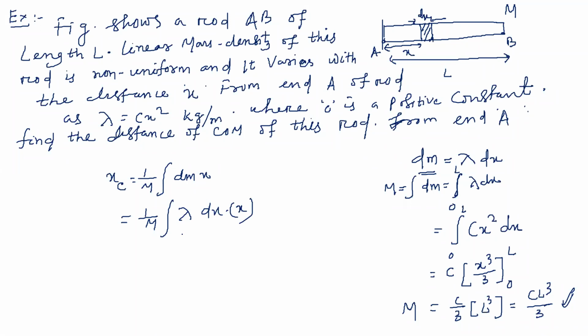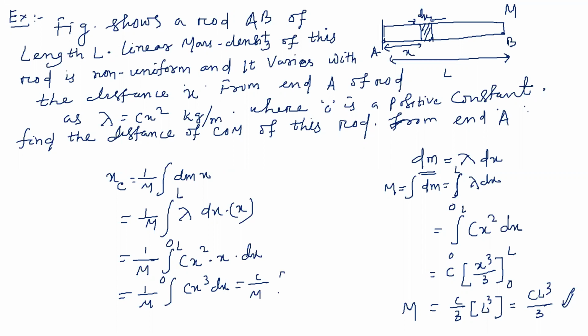Okay. And that x is varying from what to what? 0 to L. So we can write 1 by m, and in place of lambda, Cx square into x, into dx. So that is how much? 1 by m integration 0 to L, Cx cube dx. Friends, let's take c common. So c by m came out. And what is the integration of x cube? x to the power 4 by 4, correct? And the limit is from 0 to L.